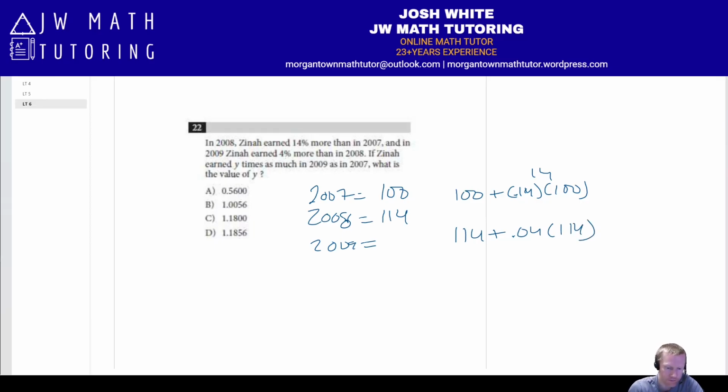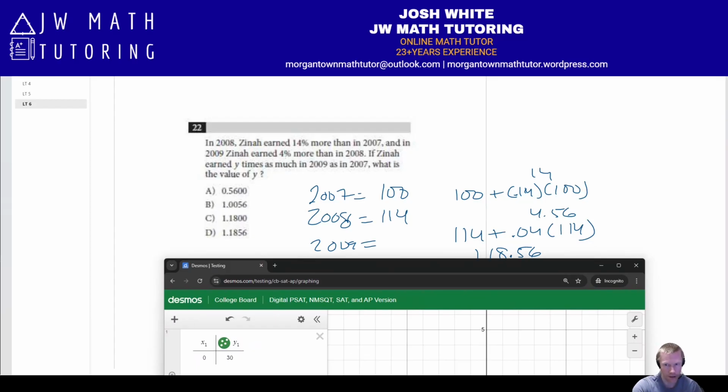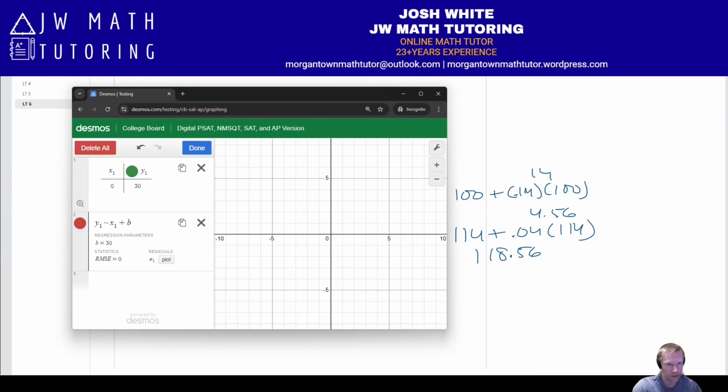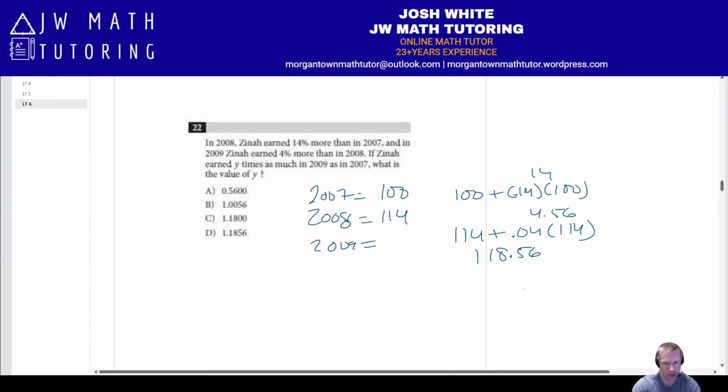Now this, we can just go to Desmos, and I'll just tell you it's going to be 118.56. This is, I believe, going to be 4.56. Let me just double check that just to make sure. Yep, 118.56.